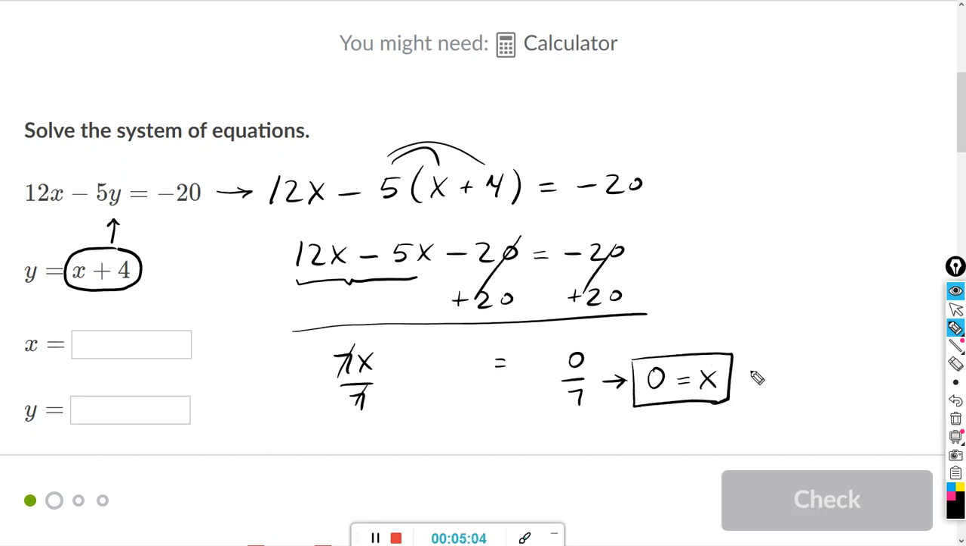So in order to solve for y, you want to take x equals 0 and plug it in. Like I said, you can plug it into either one, but of course this one here is easier because they already solved for y. So I take x equals 0, put it in right there. That's going to be 0 plus 4, which equals 4. So y equals 4 goes here, x equals 0 goes here.